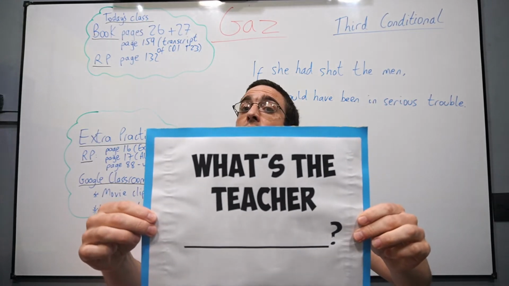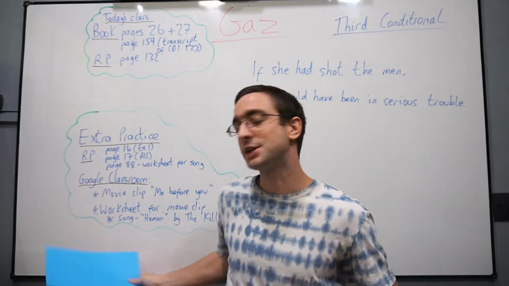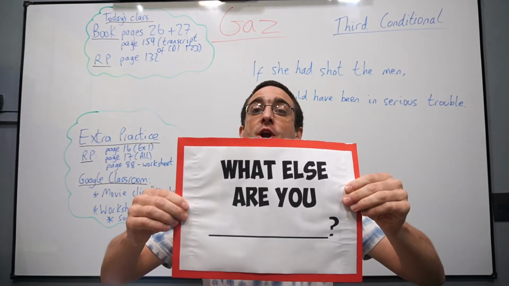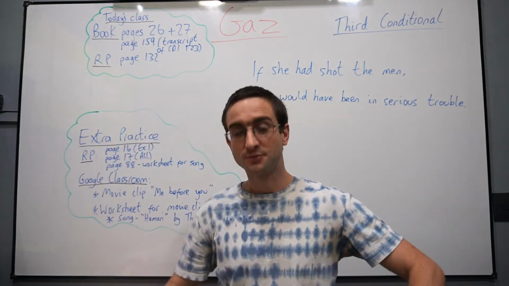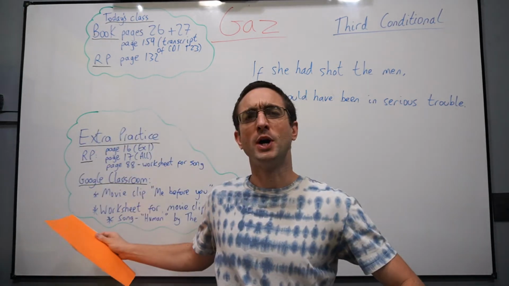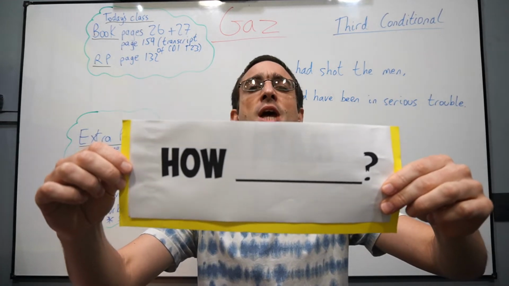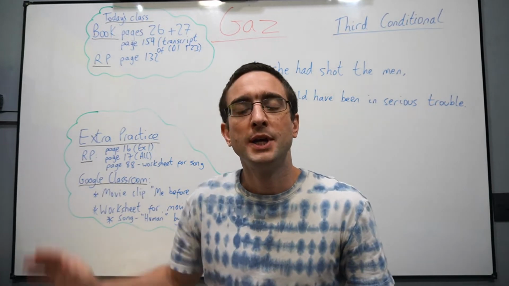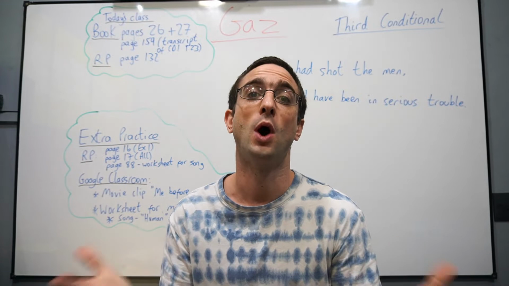What's the teacher like? He's awesome. He's awesome. That's what the answer to that question is. And what else are you doing? In what way? And the last one, this was a tricky one. How come? And remember, I said, how come is a very informal, colloquial way to say why.